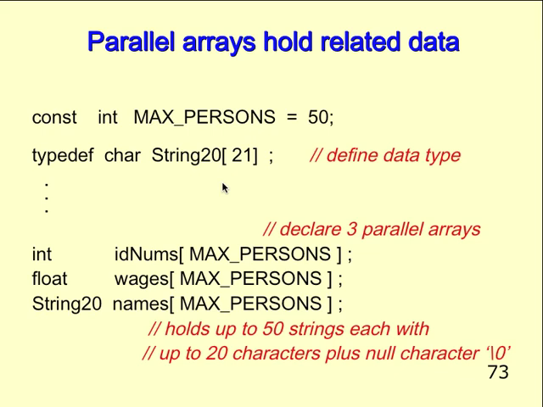So we would tackle this problem because we still can't get rid of the problem that arrays can't store multiple different data types. So we have to have parallel arrays set up, parallel arrays that hold related data. The maximum number of people is 50, and we define a data type, which is going to be string 20. We have three different parallel arrays: one's an integer, one's a float, and one's a name, because we have the ID numbers, the wages, the salary I guess, and the name. So it holds up to 50 strings, each up to 20 characters plus the null character at the end.